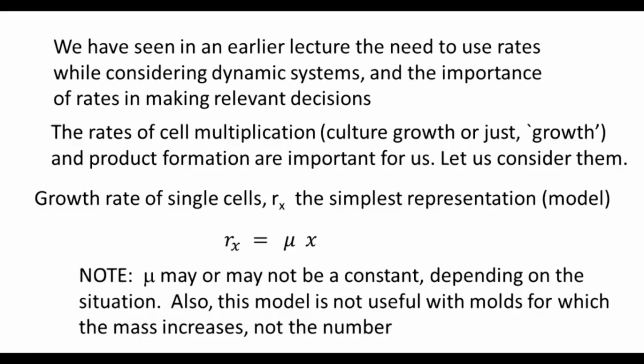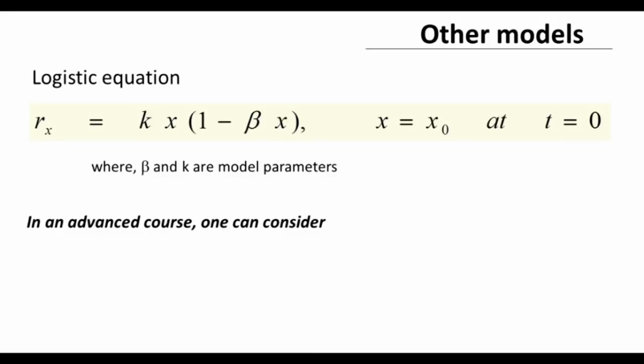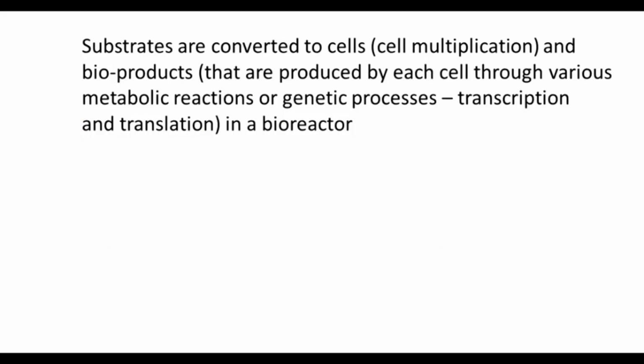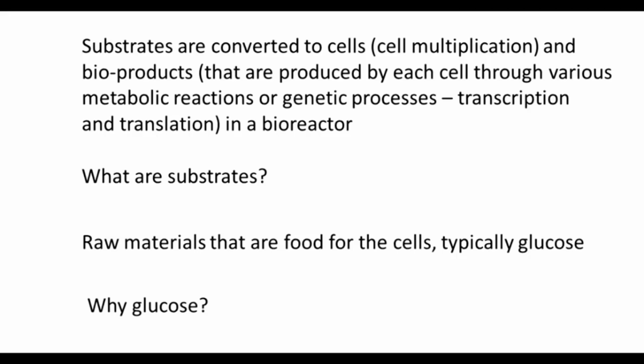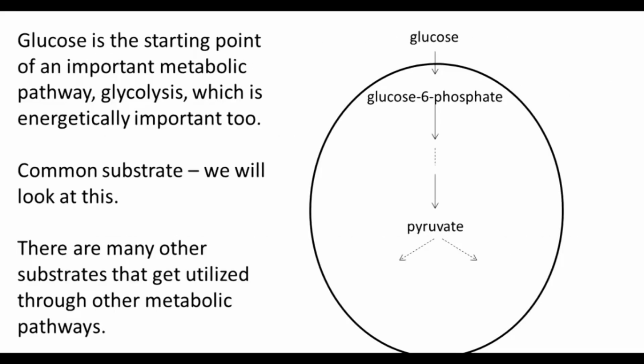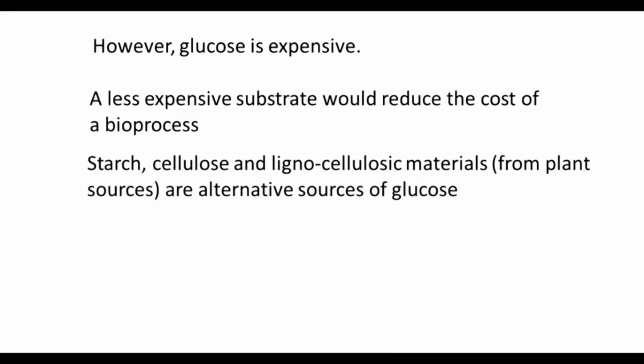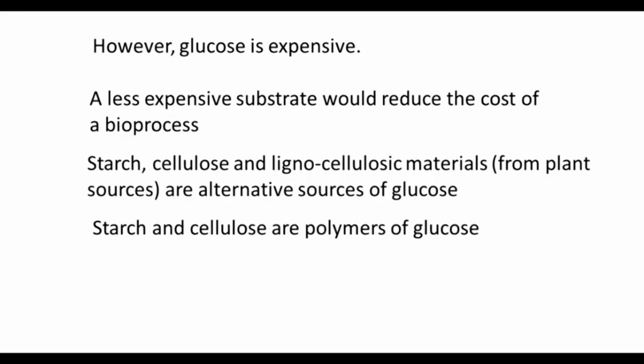Mu may or may not be a constant depending on the situation. Then we said that there are other models. This is the logistic equation, and in an advanced course one can consider structured models, segregated models, and many other things. The substrates are converted into cells and products. We saw that glucose is a typical substrate because it participates in one of the important metabolic pathways in the cell called glycolysis, and we saw some alternatives for glucose because glucose is expensive from the context of the industry.